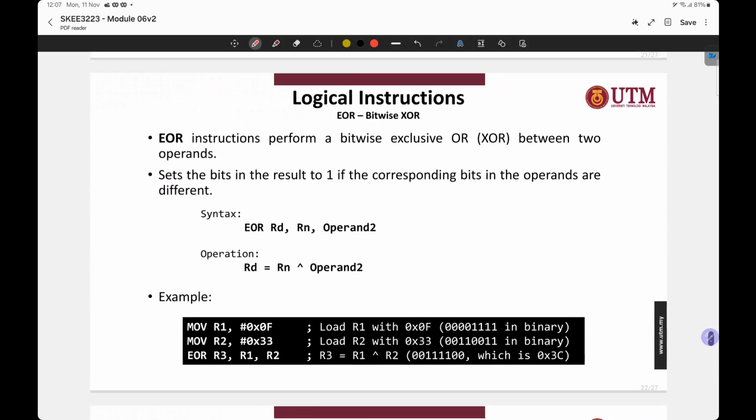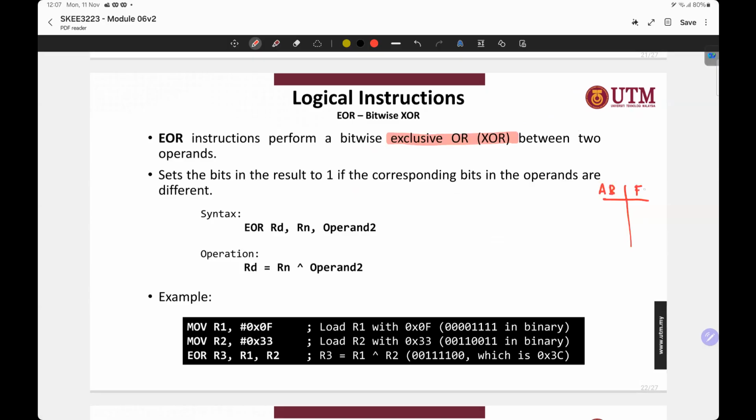So what is EOR? EOR stands for bitwise exclusive OR. This instruction performs a bitwise exclusive OR between two operands. It sets the bit in the result to 1 if the corresponding bits in the operands are different. Firstly, for the exclusive OR, you need to know what the truth table for exclusive OR is.